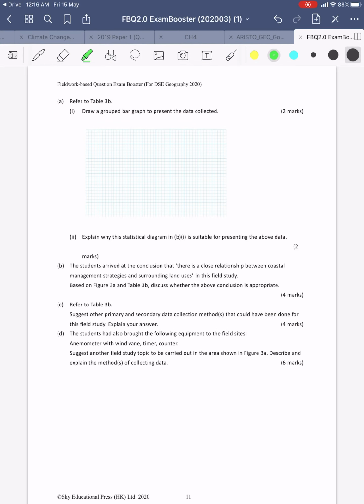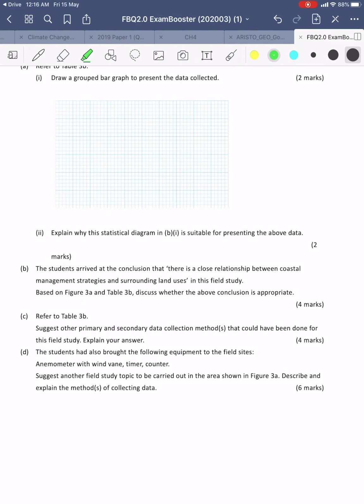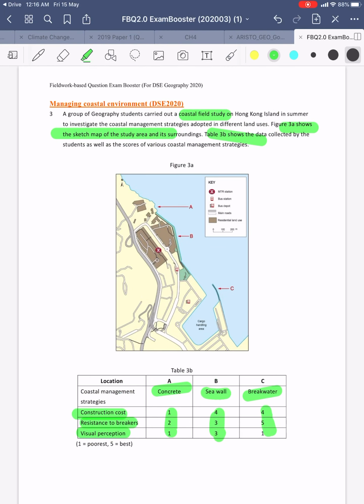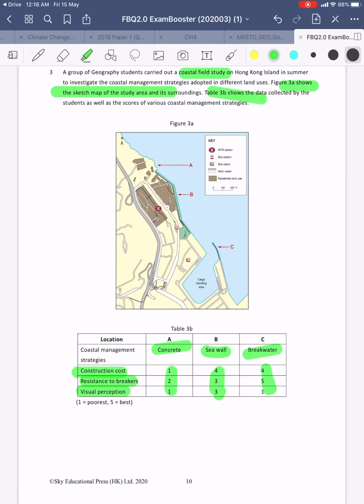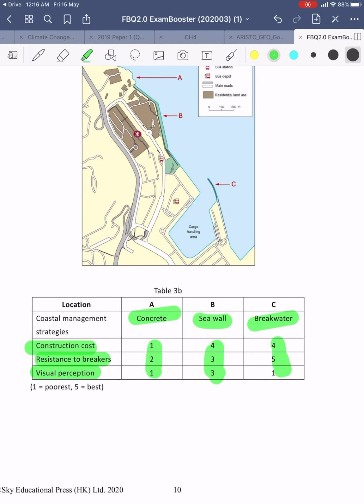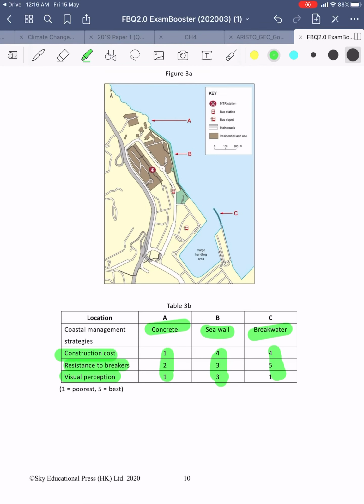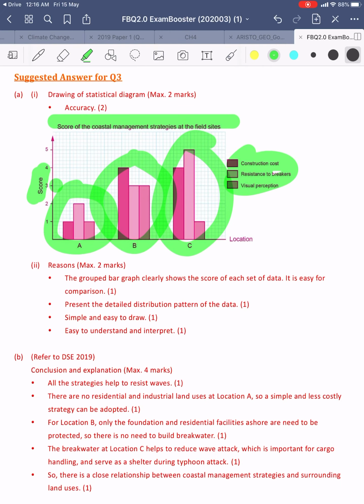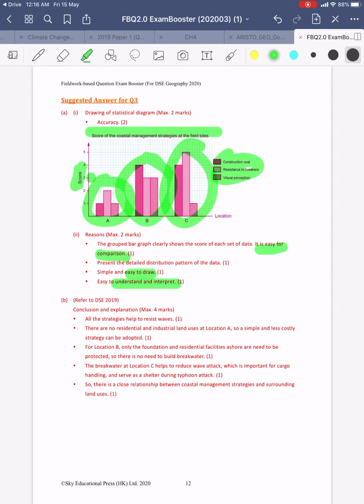And then explain why the statistical diagram in B1 is more suitable for presenting the data, because it can show different categories. It can show the performance of different categories, and they can be easily compared for each category. More easy for comparison, as I've said before. Easy to draw, easy to understand, more or less like what I'm saying.